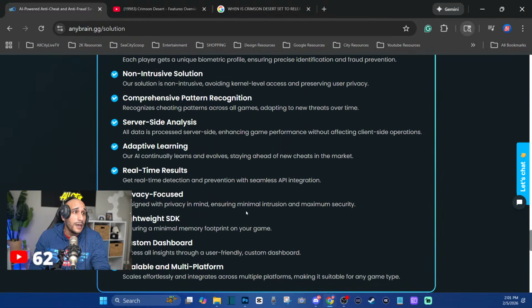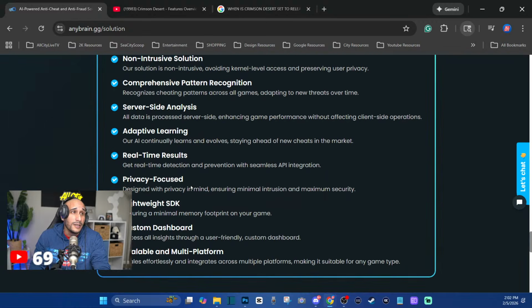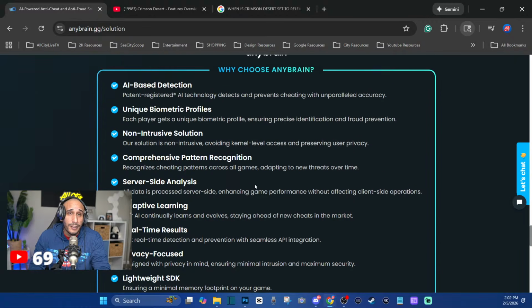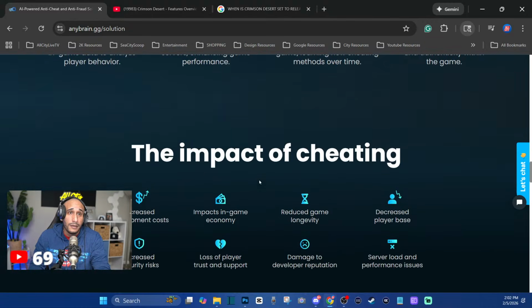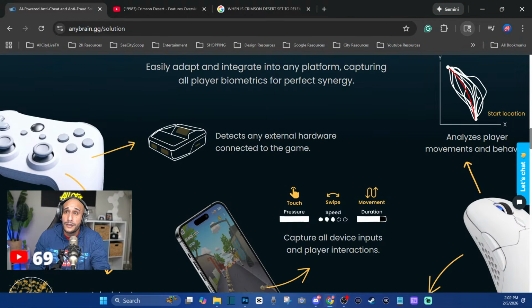Designed with privacy in mind, ensuring minimal intrusion and maximum security. See, they knew that people were going to have an issue in regards to privacy and having their gameplay tracked to accommodate this new anti-cheat system. But what else? What else would there be?